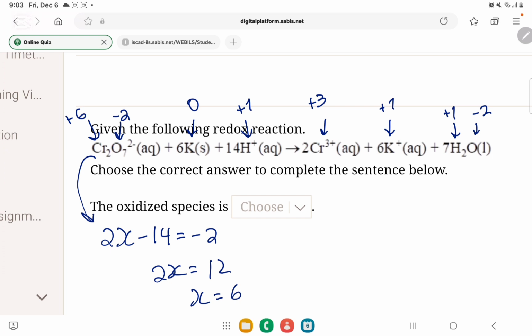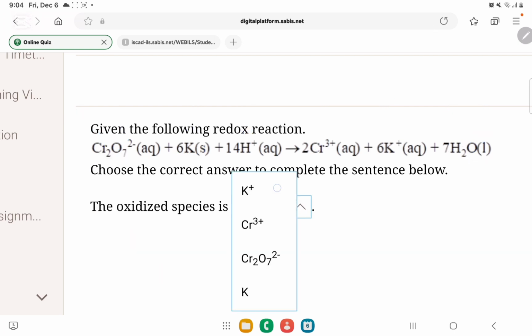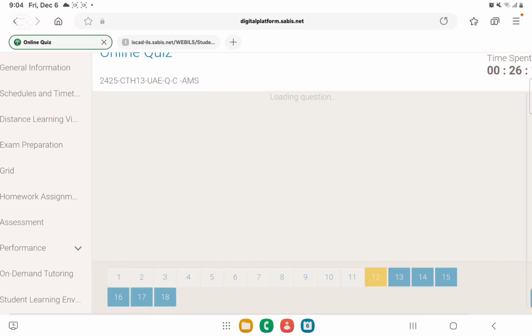Okay, so which element's oxidation number increased? Cr went from 6 to 3, so this one decreased. Oxygen went from -2 to -2, so it stayed the same. K went from 0 to +1, so that's the oxidized species. And H stayed the same, so it's not the answer. So the answer is K, since its oxidation number went from 0 to +1, it increased. It's K, because in the reactant it's K.